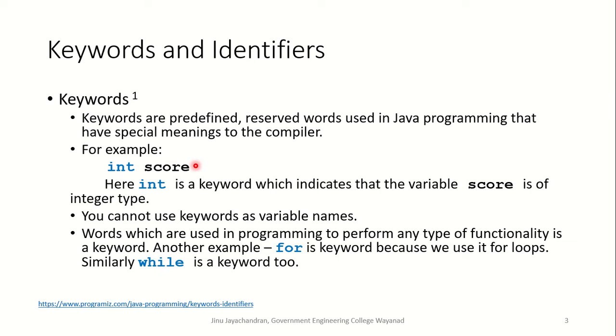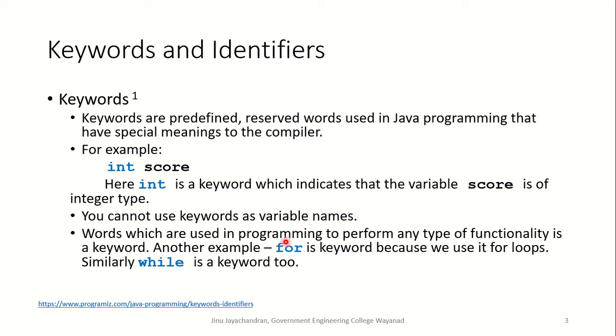While if you see score, you are declaring a variable called score. So that is your definition, and the name of that definition is score. So this is called an identifier. So you cannot use keywords as variable names. For example, for is actually a loop in Java programming. So you cannot declare something like int for, because for is already a keyword and you are trying to declare it as your variable, which the Java syntax will not permit. Similarly, you can't declare while as a variable, it is a keyword too.